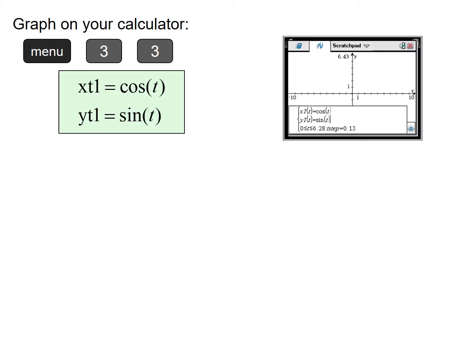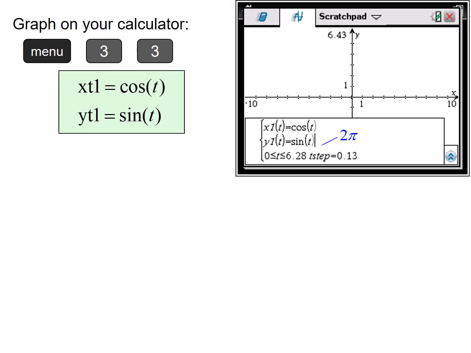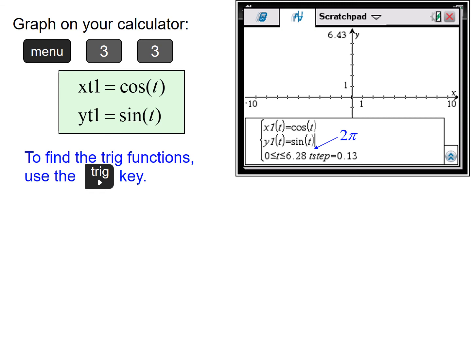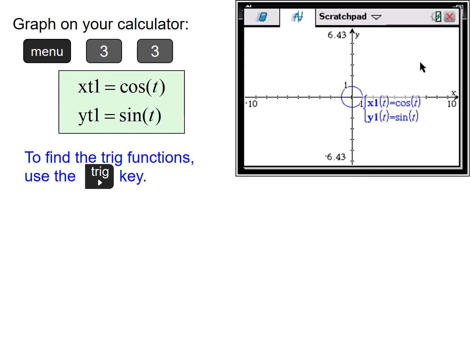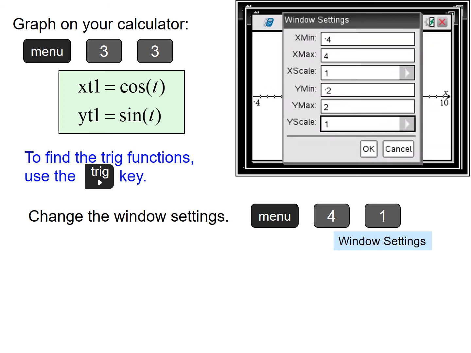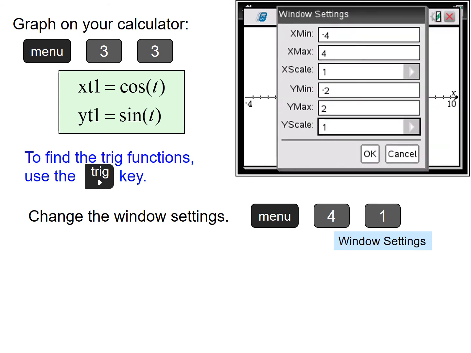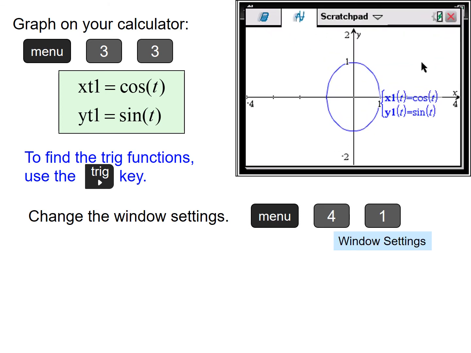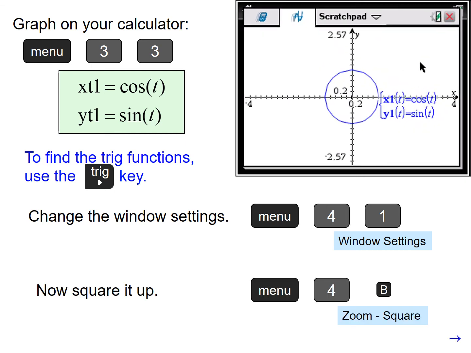All right, let's graph this on the calculator. X equals cosine, y equals sine from 0 to 2 pi, which is 6.28. So there's our circle. Let's change the viewing window because that's pretty small. So we'll change our window settings. And notice it doesn't look like a circle now. So we can use zoom square, which makes everything, all the axes, the same units.